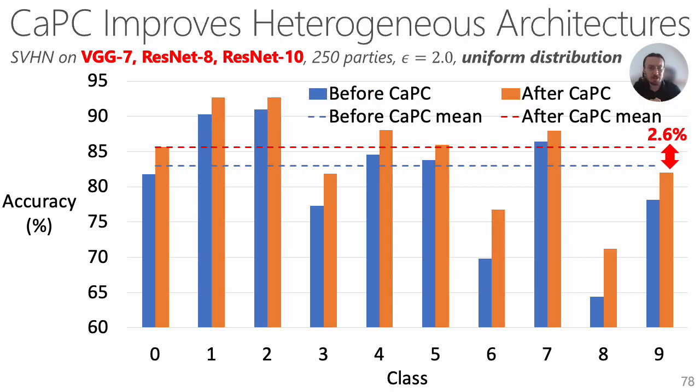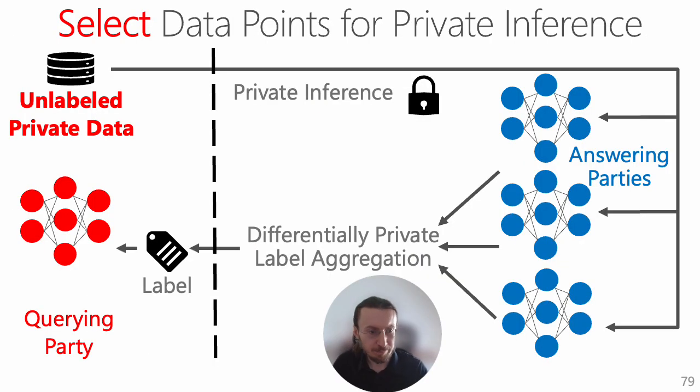The overall accuracy gain after running Capsi is about 2.6%. Thus, Capsi enables the collaboration between parties that have models with different types of architecture, and then helps to improve the accuracy of the models in each of the collaborating parties.